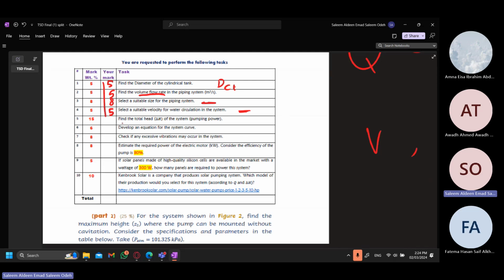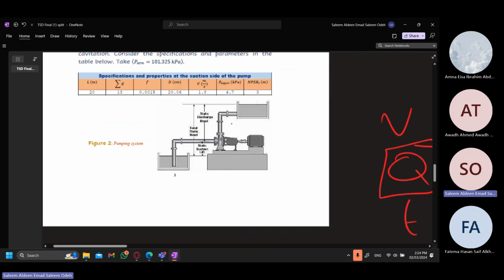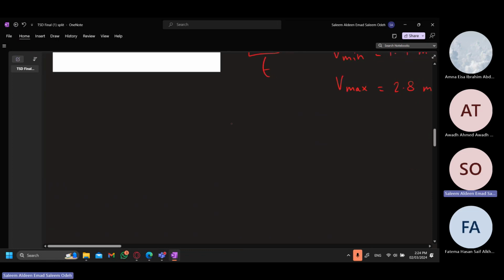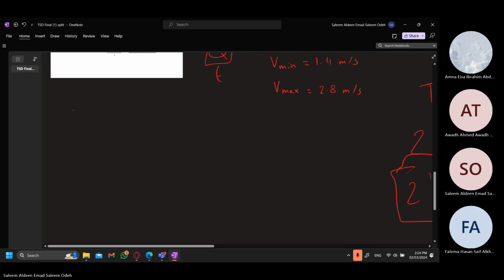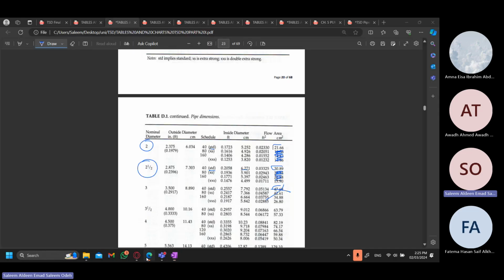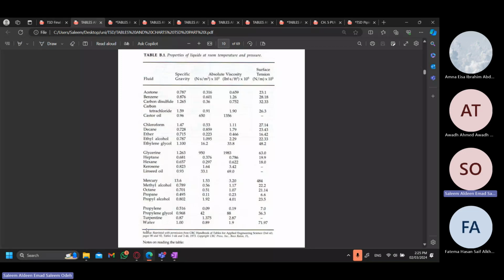Now in this question, this part, find the total head of the system, will take some time to get to, but it won't be hard. We'll just follow the same system that we've been doing so far. Now what we need to find the total head, the change in head, sorry, is we need to find the properties of water, the properties of the pipe. Now the properties of the water can be found in this table.